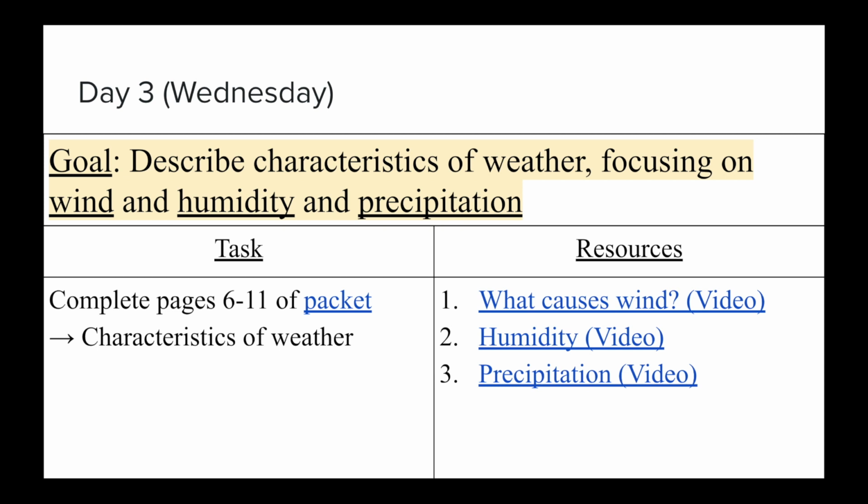Day 3, Wednesday. Today's goal is to describe characteristics of weather, focusing on wind, humidity, and precipitation. Complete pages 6 through 11 of the packet, where we will focus on characteristics of weather. When you finish this section of the packet and watching this video, here are some extra resources: what causes wind, humidity, and precipitation.